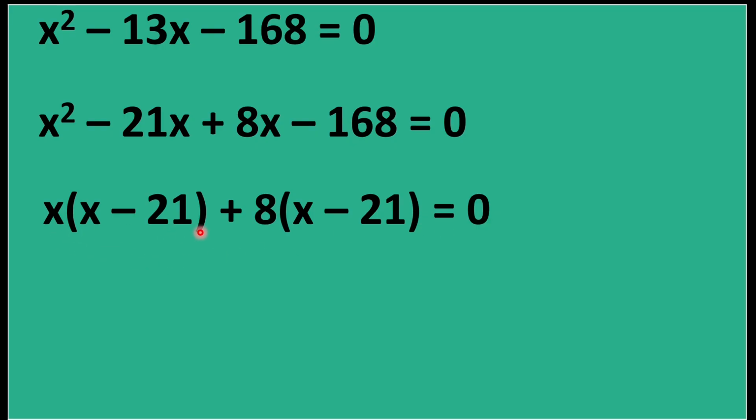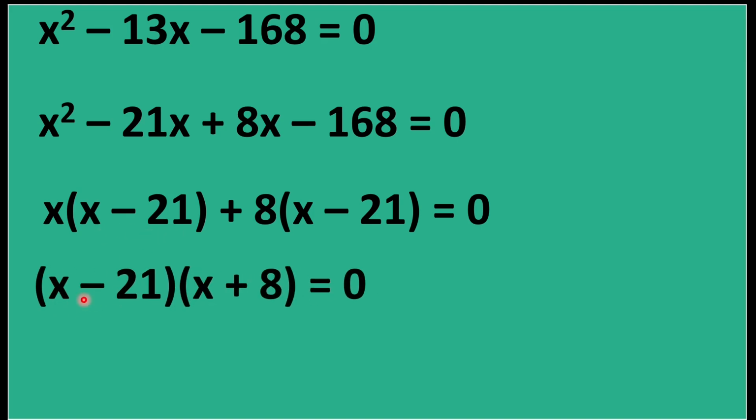Now in these two factors, one is this and one is this, we have x minus 21 common. So let's take this x minus 21 as common. After taking x minus 21 common, the remaining will be x over here and plus 8 over here, which equals 0. So now (x minus 21) into (x plus 8) equals 0.